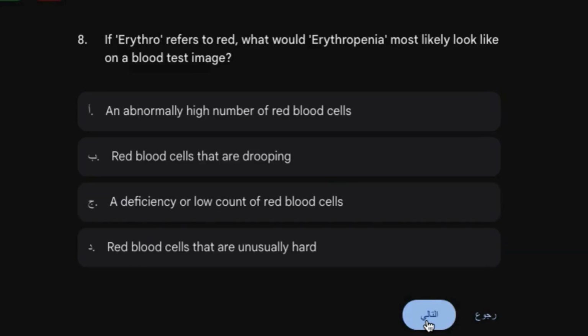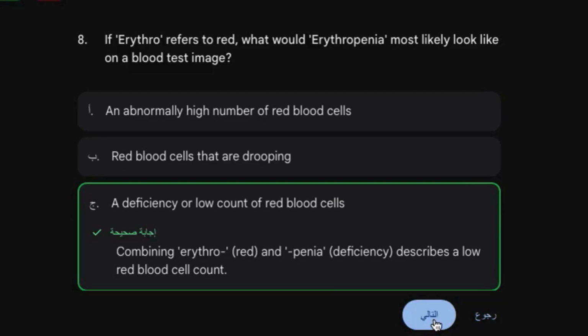Erythro, this is a new one. Erythro refers to red. So when we say erythropenia, most likely what does this mean? Penia is a lack or deficiency. Erythro, red. So there is a lack or deficiency of red blood cells.